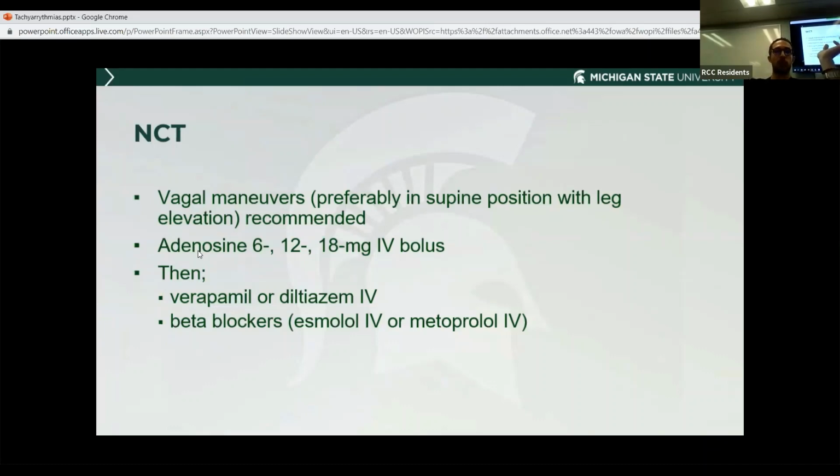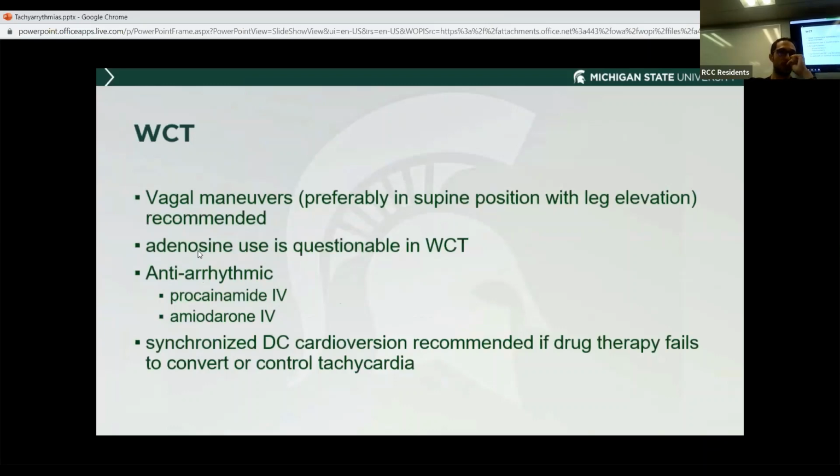On the other hand, with wide complex tachycardia, you will try vagal maneuvers. If the patient is stable, you will give yourself a chance with it, in case this is an SVT with an underlying aberrancy. Adenosine use in wide complex tachycardia is questionable. However, ESC guidelines say that you can use it in regular wide complex tachycardia, in case it's also an SVT, like an AVRT with an underlying bundle branch block, that can be aborted.